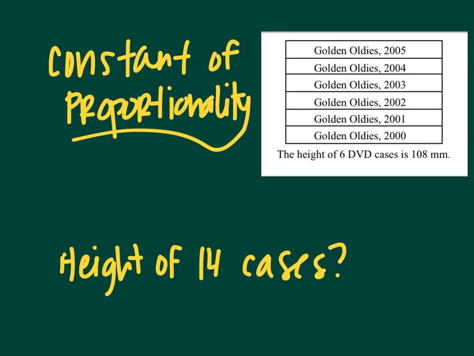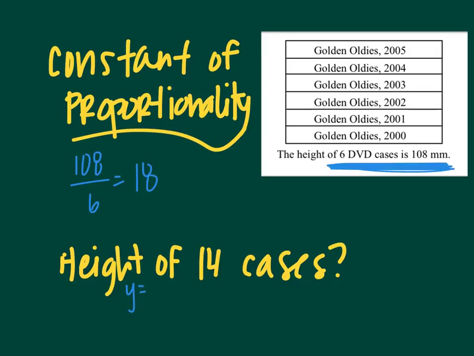In this example here, we're comparing CDs or DVD cases. We're looking at this comparison here. So the height of 6 DVD cases is 108 millimeters. Let's take those two numbers, 108, and divide that by 6 to calculate the K, the constant of proportionality. So that gives you 18.